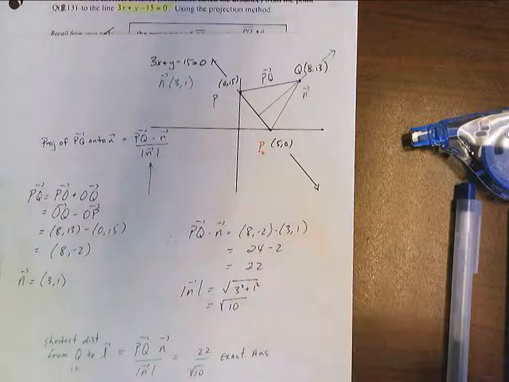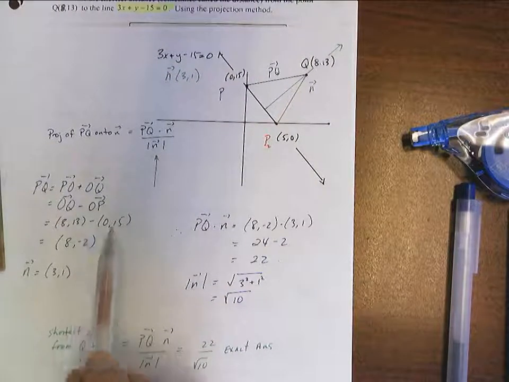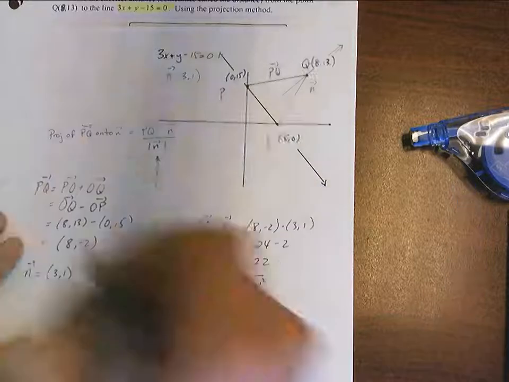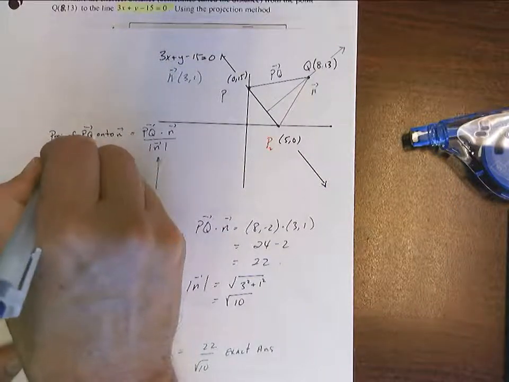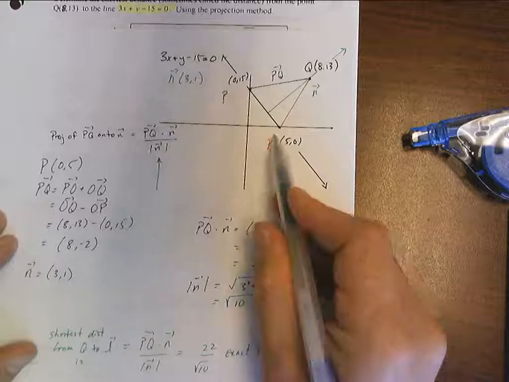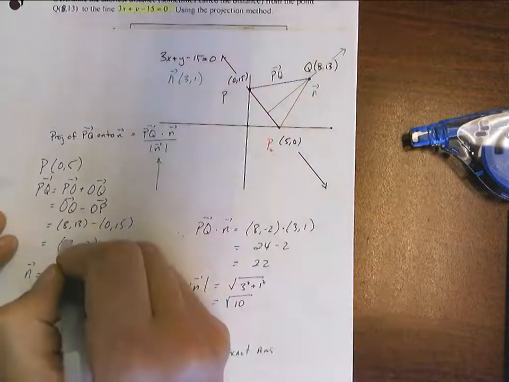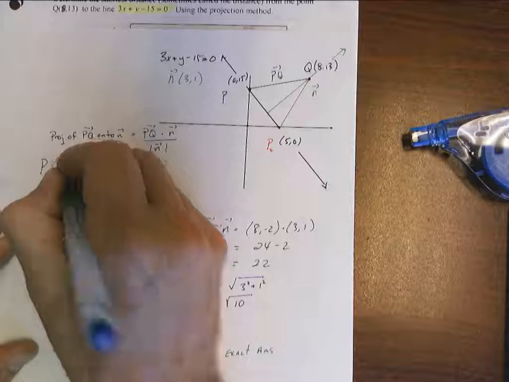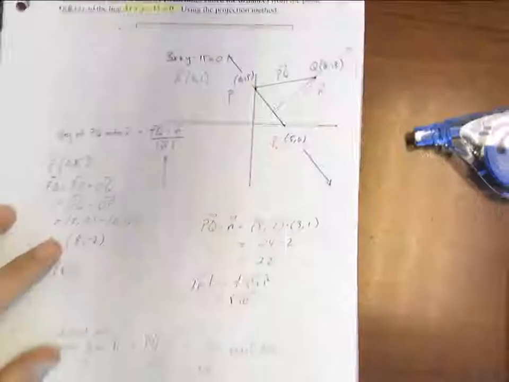Now, that would be perfectly fine. We would go through the same workings here. The only difference is instead of P being (0, 15), it would be (5, 0), and you'd get the same answer.